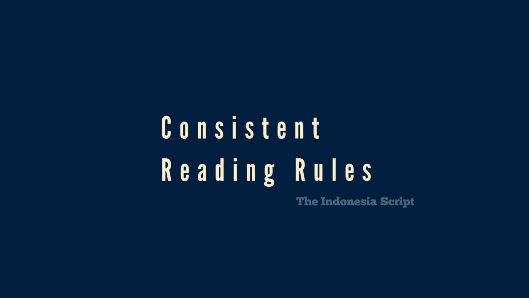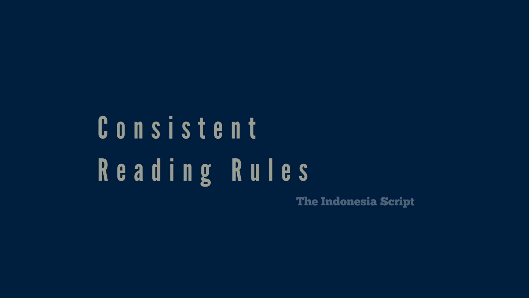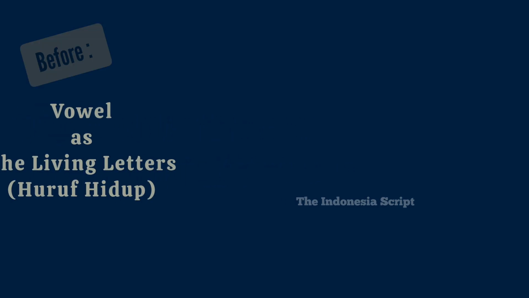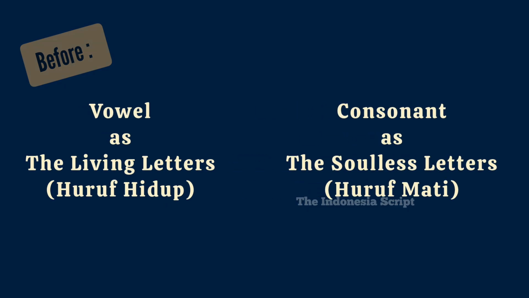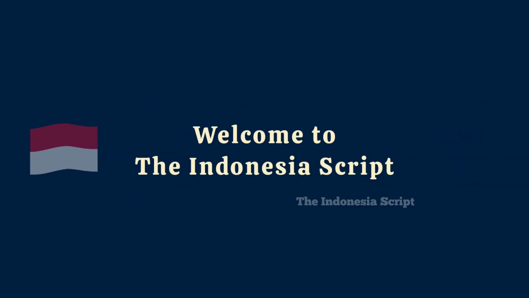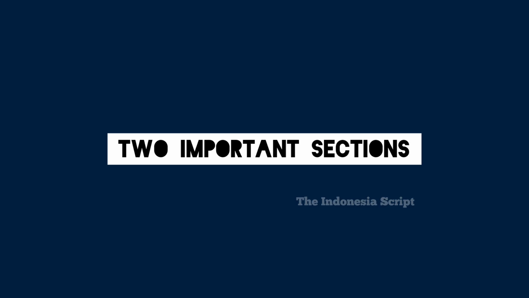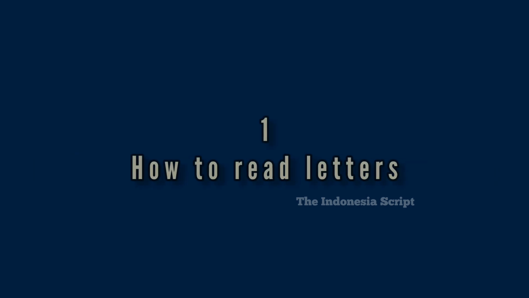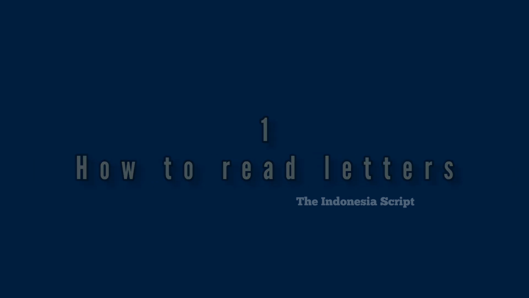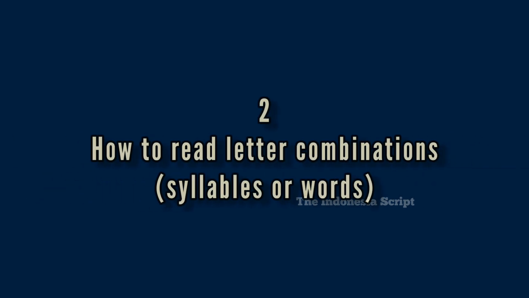In the first video, we attempted to illustrate the stark differences between vowels and consonants, which we call the living letters and the soulless letters. Vowels can be read alone, while consonants require vowels to be pronounced. This video contains two important sections, both of which you will understand after watching this video till the end. These two sections are how to read letters and how to read letter combinations, which can form syllables or words.